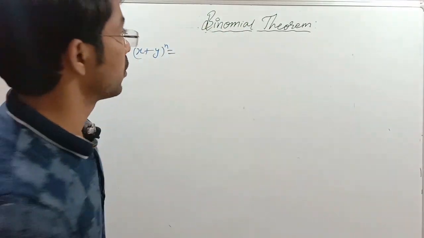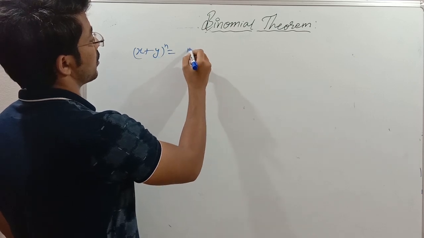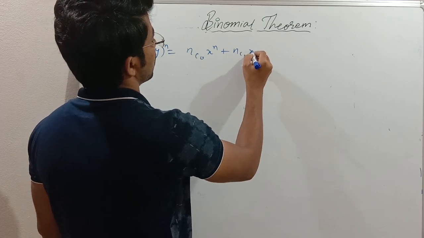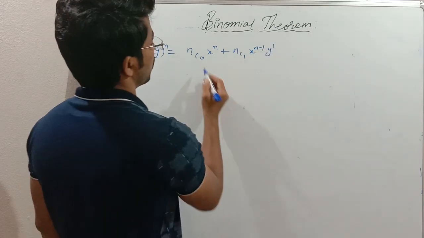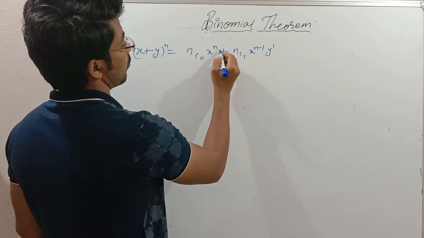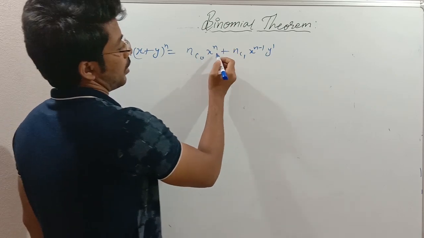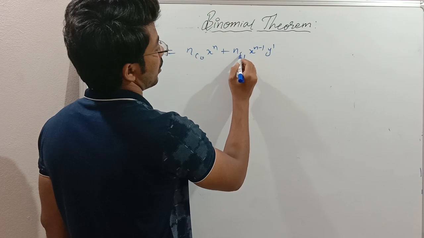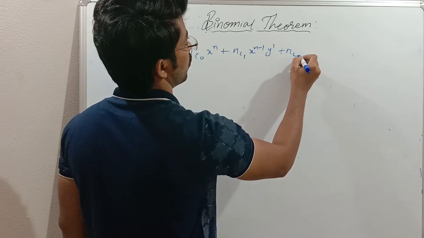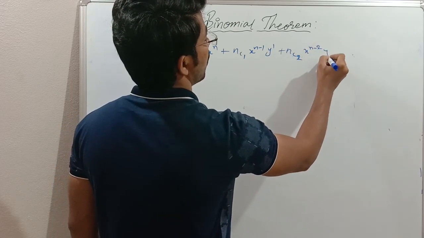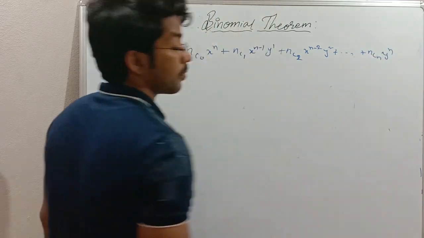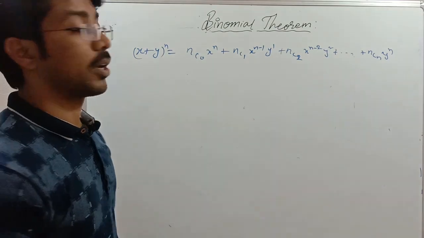Now let us see the expansion using the binomial theorem. (x plus y) whole power n is equal to nC0 x power n, plus nC1 x power n minus 1 y power 1. Whatever the term is in the r place, we get it as the power of y. As the power of y is 0, the coefficient is 1, so the y term is missing here. Next, the term in place of r is 1, so the power of y is also 1. Similarly, nC2 x power n minus 2 y power 2, and so on up to nCn y power n. As the power of x is 0, we get only y power n.